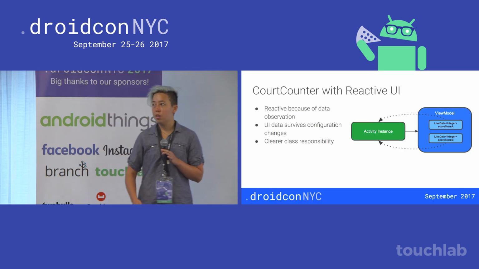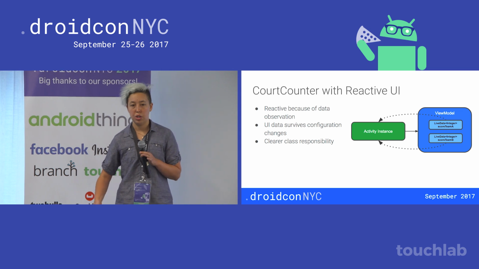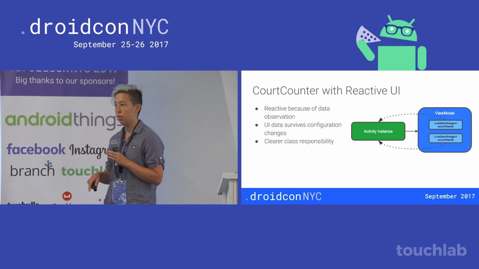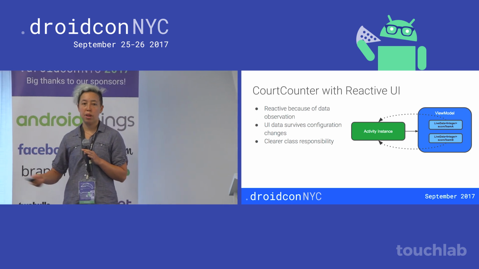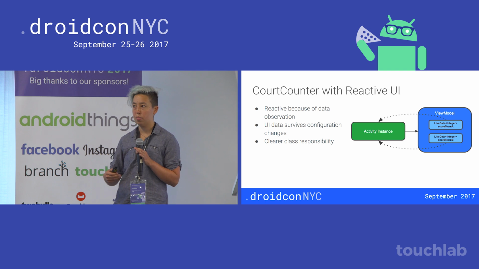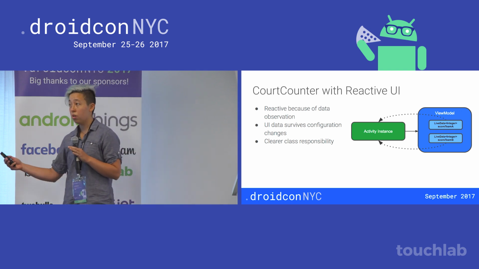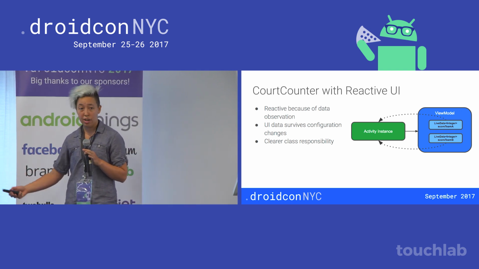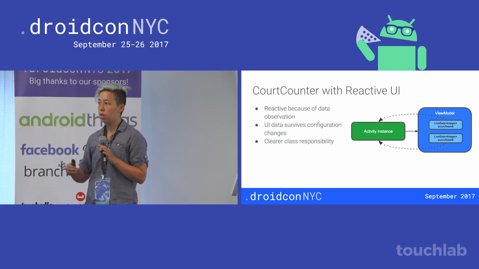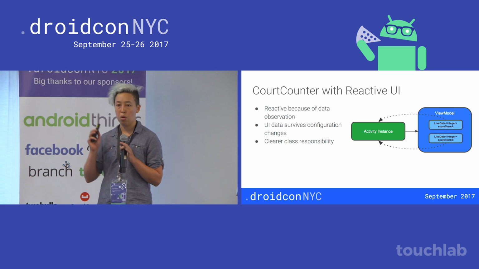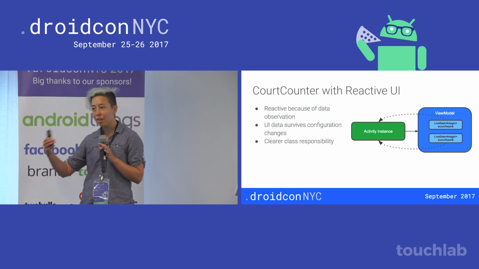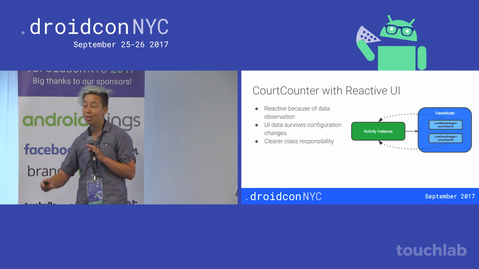Okay, so this is reactive because of this data observation. As you change your data, your UI is automatically going to get updated at the same time. So as we click those buttons to update the score, we don't have to manually call setText on the view as long as we set up that observer relationship in the beginning. And because we moved our data out to the ViewModel, it survives configuration changes. So yay, we got that for free. And there's now clear class responsibility. So the activity again is only displaying data, and the ViewModel is doing all the holding of the data and the processing of that data that it's holding.